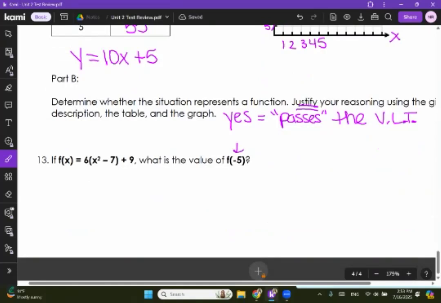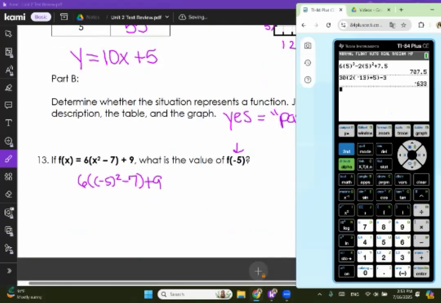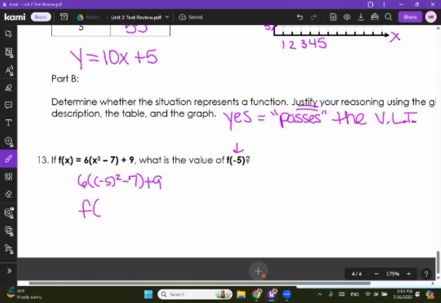Okay. 13, last one, still simple. You're just going to plug in a -5. So 6, double parentheses, squared always goes on the outside. Put that into the calculator. And you get 117.